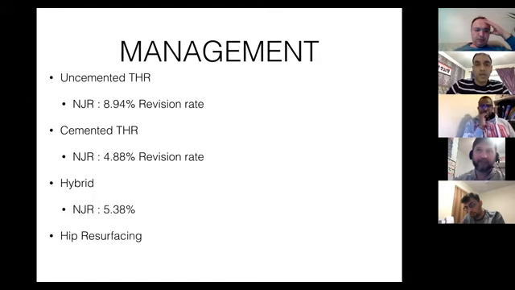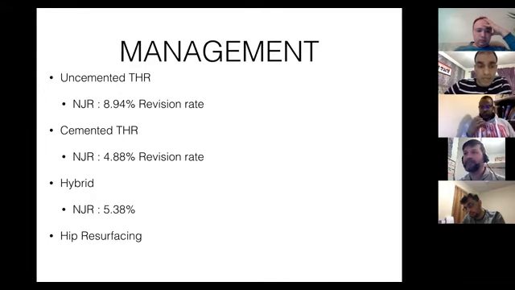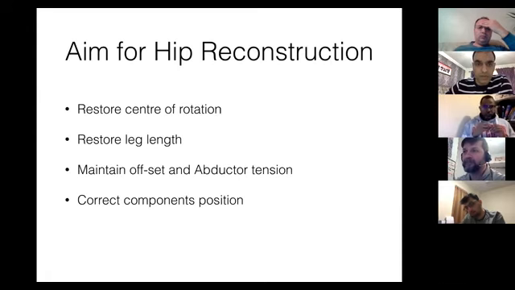Now, how are you going to manage osteoarthritis of the hip? There are many options. I'm going to discuss in detail about osteoarthritis of the hip, how you're going to reconstruct that, primary hip replacement. So there are many options. You can have an uncemented total hip replacement, cemented total hip replacement, hybrid, or a hip resurfacing. Now, if you see the recent NJR 15 report, hybrids are going up and uncemented are going down. So cemented are going down.